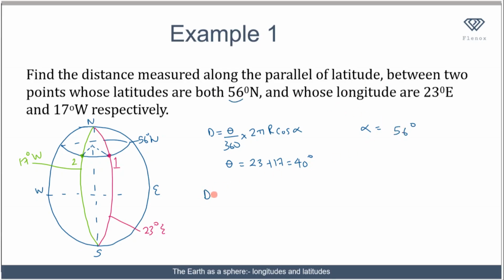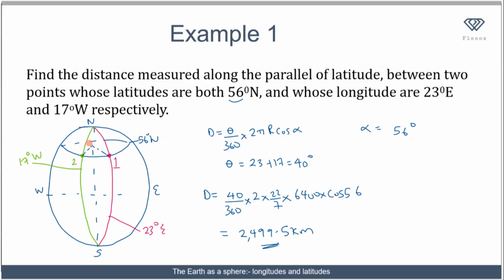To find the distance, I substitute the values. So I have 40 over 360 times 2 times 22 over 7, then times R, which is 6,400, then times cos 56. And when I punch this into my calculator, what I get is 2499.5 kilometers. So that is the answer. The distance between the 2 points 1 and 2 is 2499.5 kilometers.